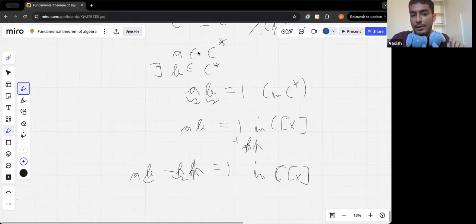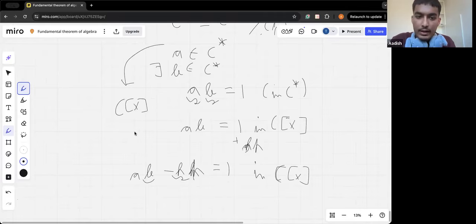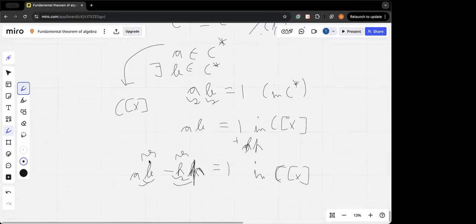So A is an element of C star. Take the corresponding polynomial in C[x]. Now in C[x], find polynomials B and H such that AB minus HP is 1. Oh yeah, my handwriting is bad. It's fine. AB minus HP is 1. Find polynomials like that.